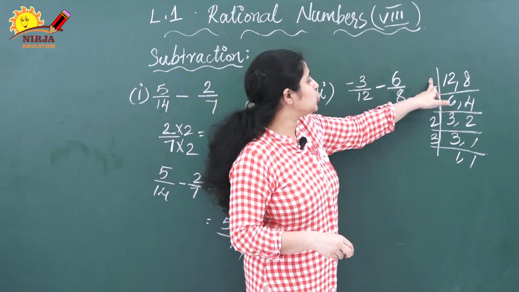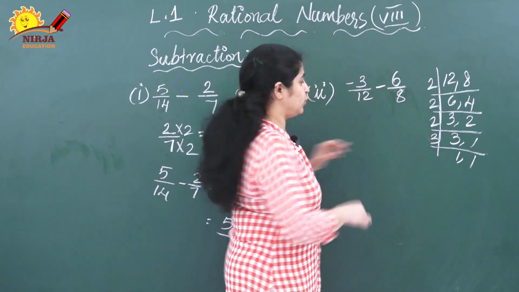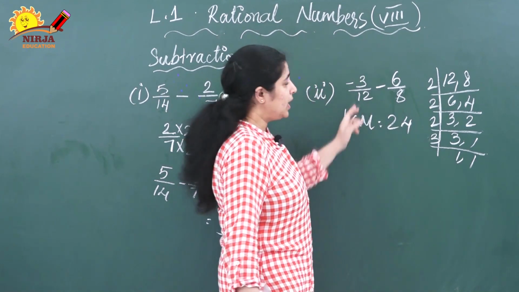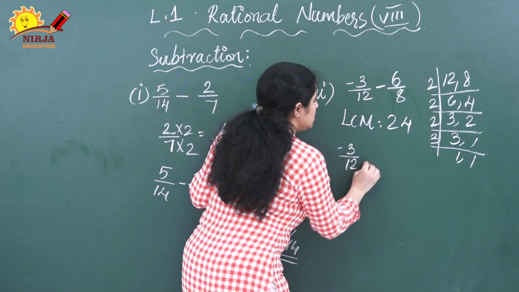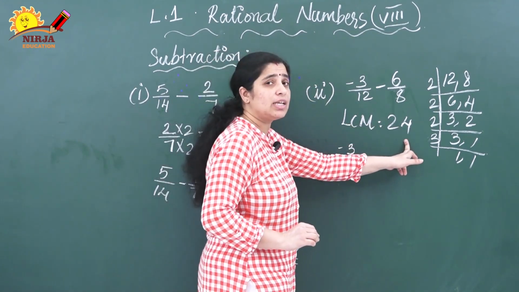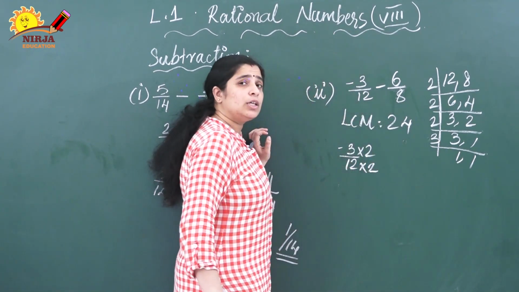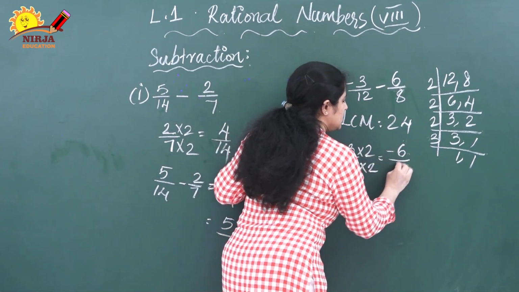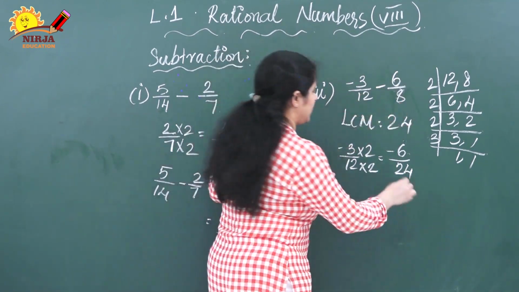Now multiply. 2 2s are 4. 4 2s are 8, 8 3s are 24. So the LCM will be 24. Now change the denominators. Minus 3 by 12. By which number you have to multiply so that you will get the denominator as 24? 2. By the same number you have to multiply the numerator also. Minus 3 into 2 is minus 6. Here it is 24.